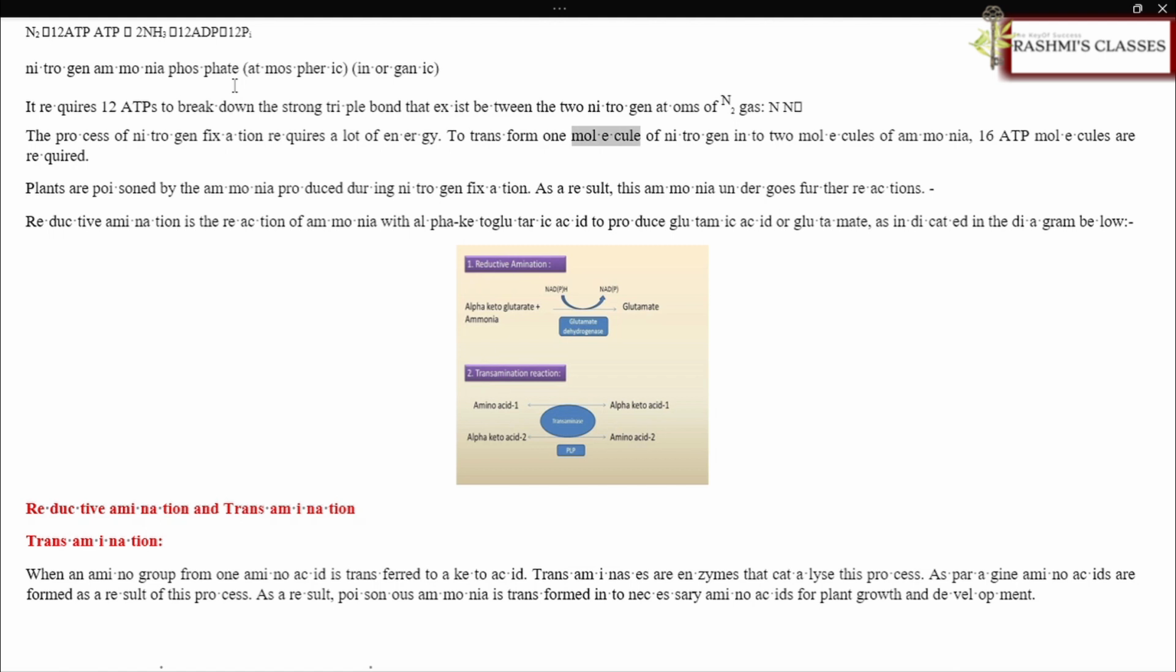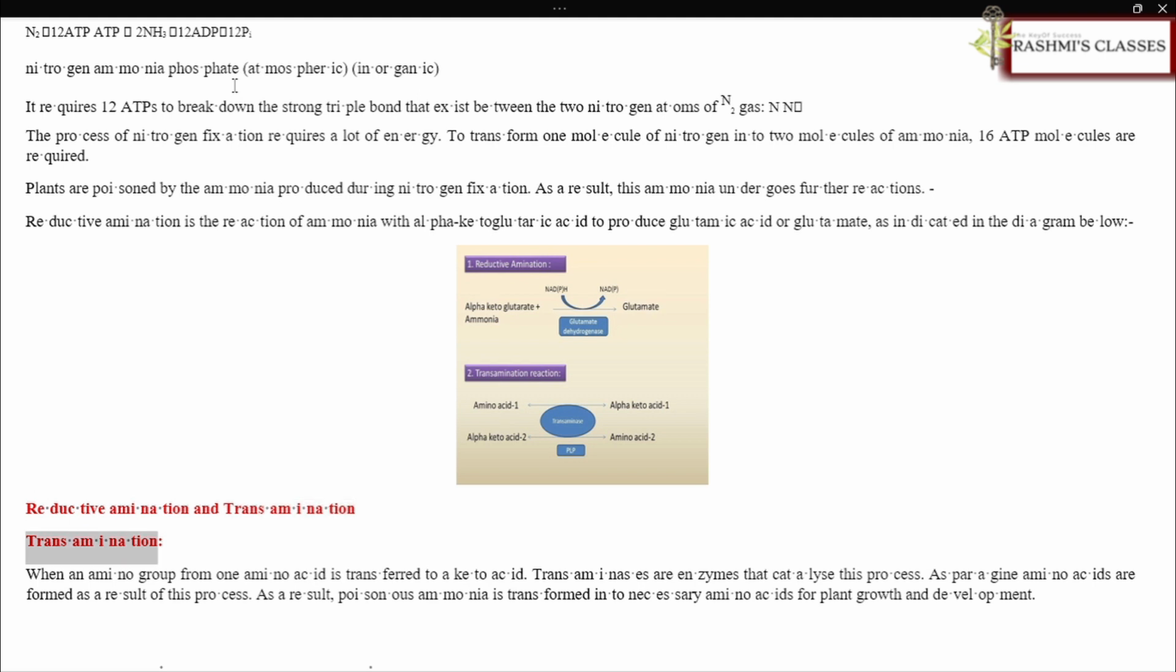To transform one molecule of nitrogen into two molecules of ammonia, 16 ATP molecules are required. Plants are poisoned by the ammonia produced during nitrogen fixation. As a result, this ammonia undergoes further reactions. Reductive amination is the reaction of ammonia with alpha-ketoglutaric acid to produce glutamic acid, or glutamate, as indicated in the diagram below. Reductive amination and transamination.